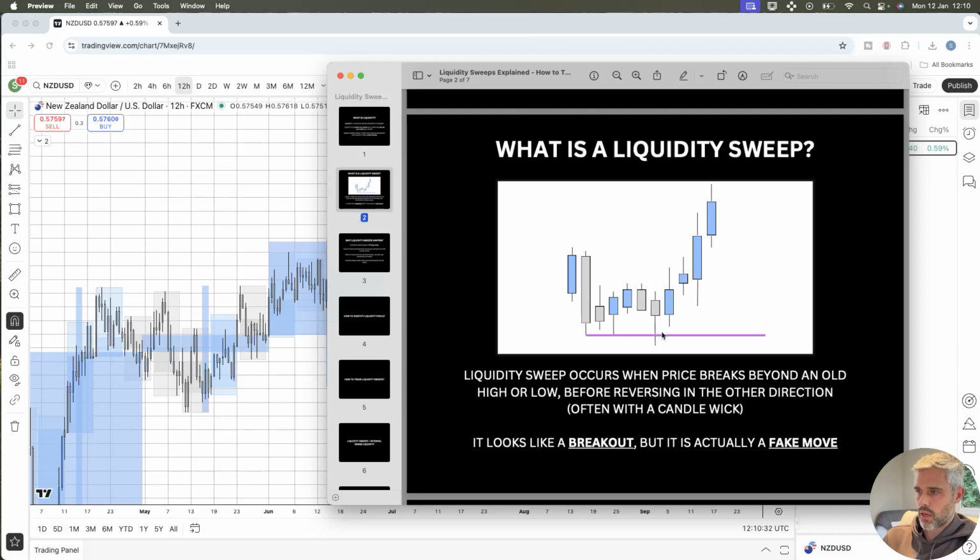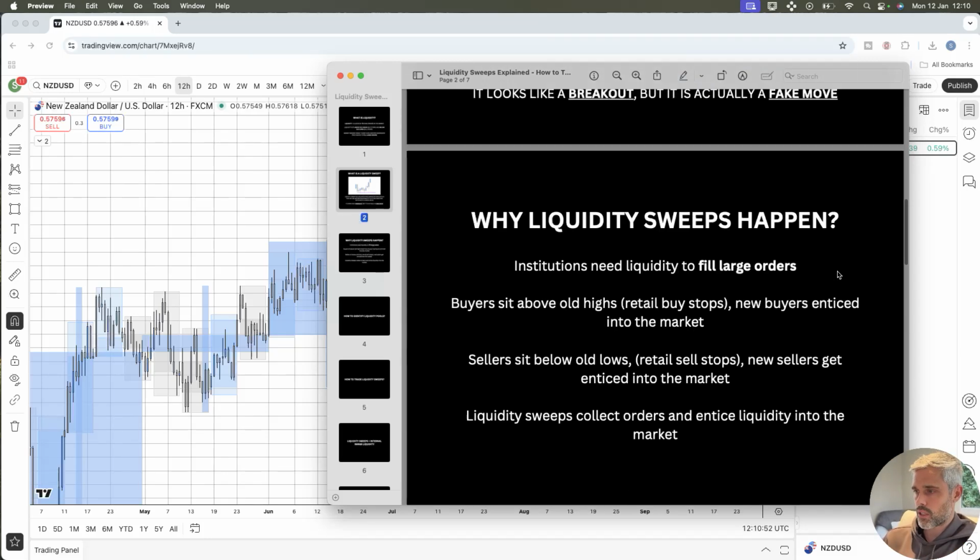So orders have been collected below the low, new breakout traders have been enticed in, and then they've been targeted on the actual distributing move. So it's a twofold effect where sweeps are looking to first target orders, but then also entice new entrants into the market that can be targeted in the opposing direction.